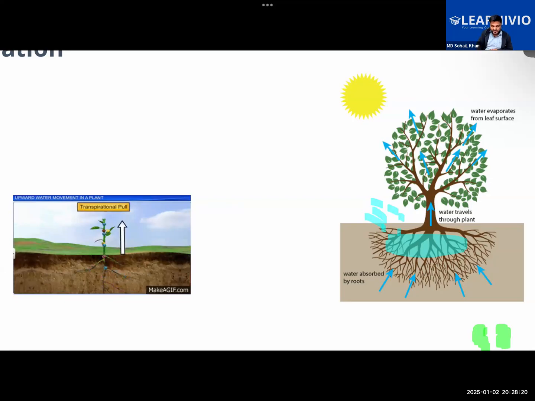We know that the leaves have tiny pores on them called stomata. Through these stomata, water vapor is getting lost into the atmosphere. So there is a deficiency of water vapor, less water in the leaves now. So a difference is created here, and that creates a suction pull in the plants that will bring the water from the roots in the upward direction. So transpiration is actually helping in absorption of water.